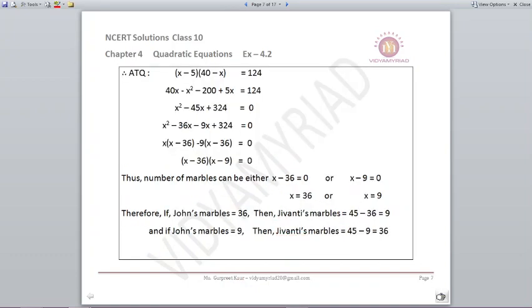Now according to the question, let's multiply it. x minus 5 into 40 minus x is equal to 124. Open the bracket. At the end you get x square minus 45x plus 324 is equal to 0. By middle term splitting, we will find out the factors, which come out to be x minus 36, x minus 9 equal to 0. So x is 36 or x is 9. So we see that if John's marbles are 36, then Jivanti will have 9, and if John's marbles are 9, then Jivanti's marbles will be 36. We can have any of these cases.